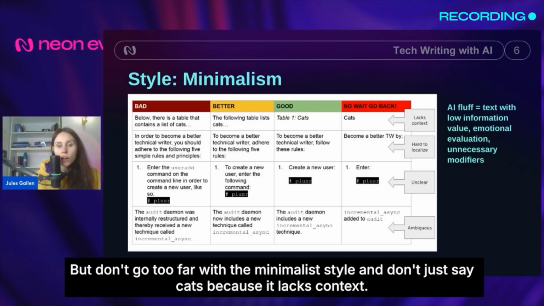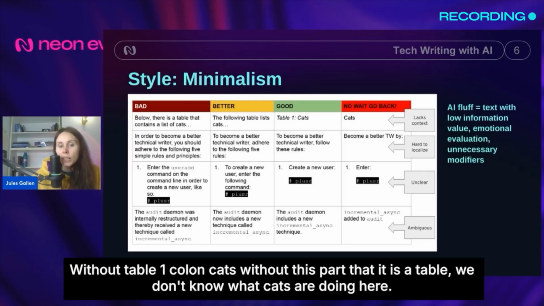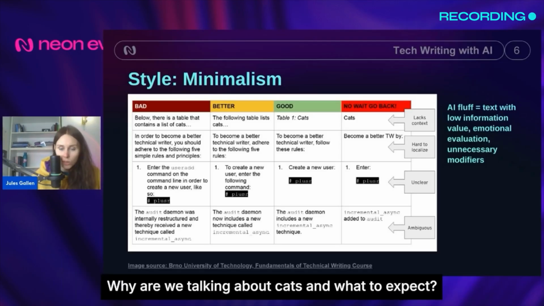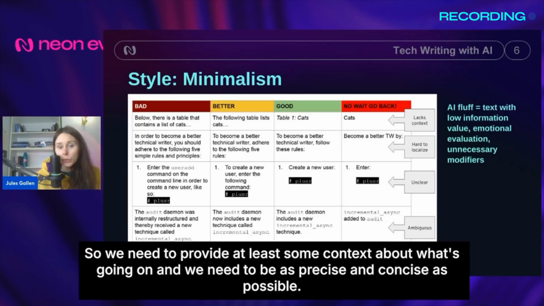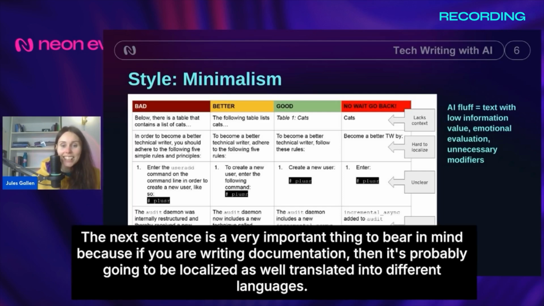But don't go too far with the minimalist style, and don't just say "cats," because it lacks context. Without "Table 1, colon," without this part that it is a table, we don't know what cats are doing here, why we are talking about cats, and what to expect. So we need to provide at least some context about what's going on, and we need to be as precise and concise as possible.